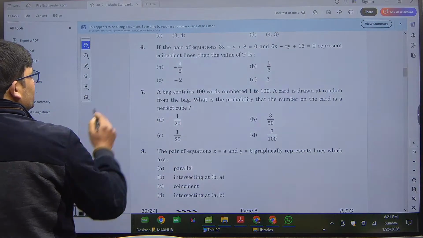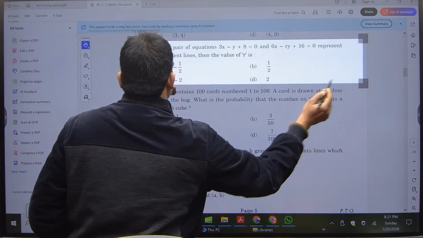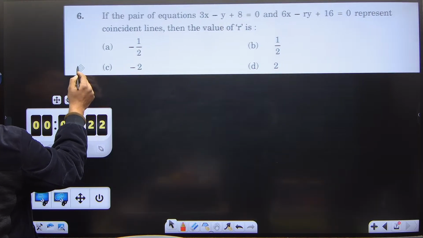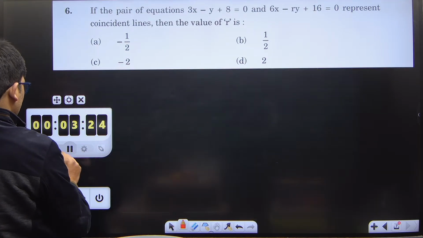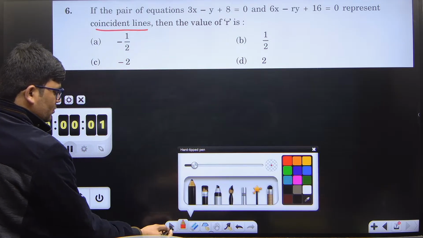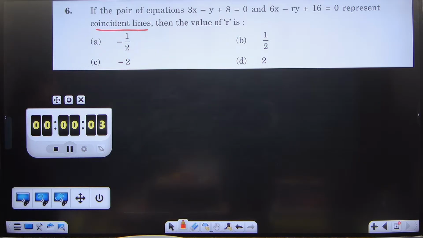Next question, question number 6. If the pair of equations this and this represent coincident lines, then the value of r. If the lines are coincident, what will it be?